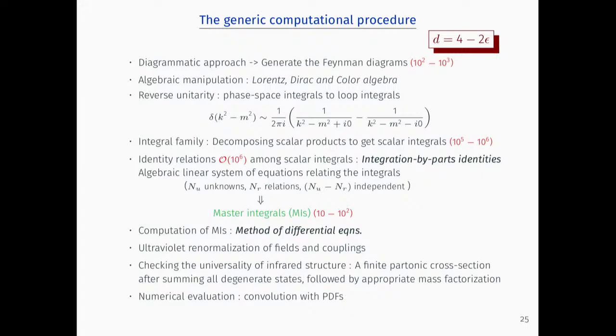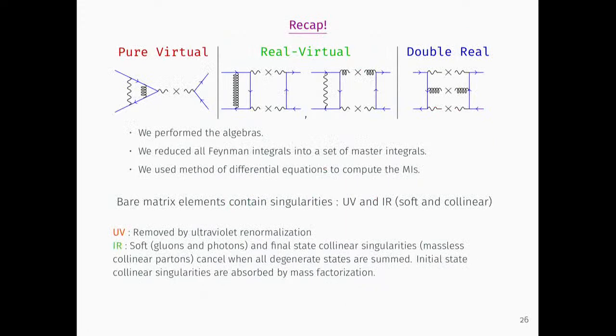Okay. So this is the generic procedure for this one. Again, just to recap, we have these pure virtual two-loop diagrams, one real emission, so that means one delta function here in the phase space, two real emissions, so that means two delta functions here. And we performed all the algebra, we reduced all the Feynman integrals to a set of masters, and we used the method of differential equations to compute all the masters. So that's the three major steps.